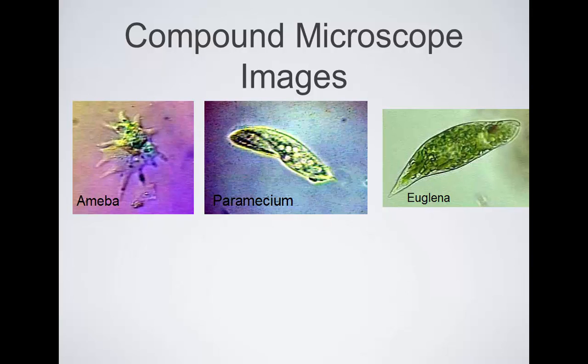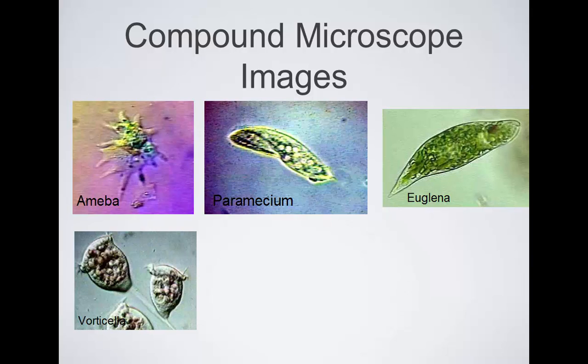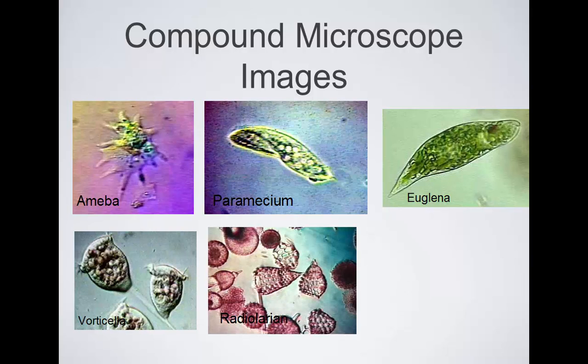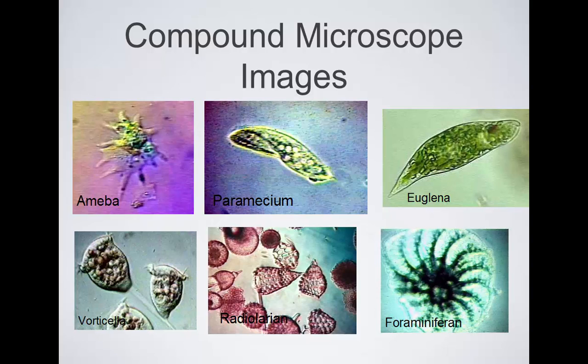There are some of these protists living in there. They're around you. These are Vorticella, Radiolarans, Foraminiferans. They're all just various types of very, very small living organisms that we can see using the compound microscope. But notice, all these views, things look pretty flat, pretty two-dimensional.